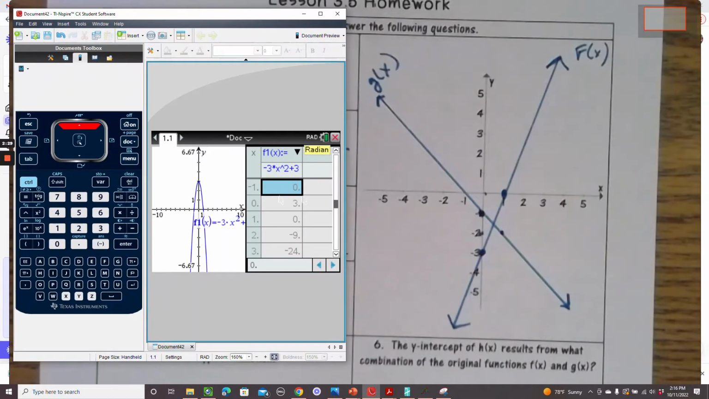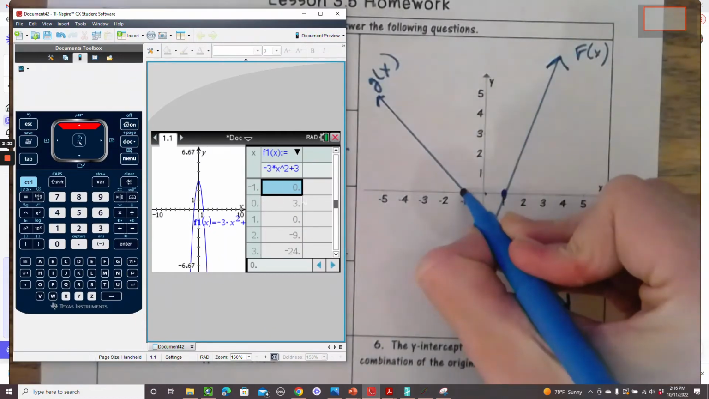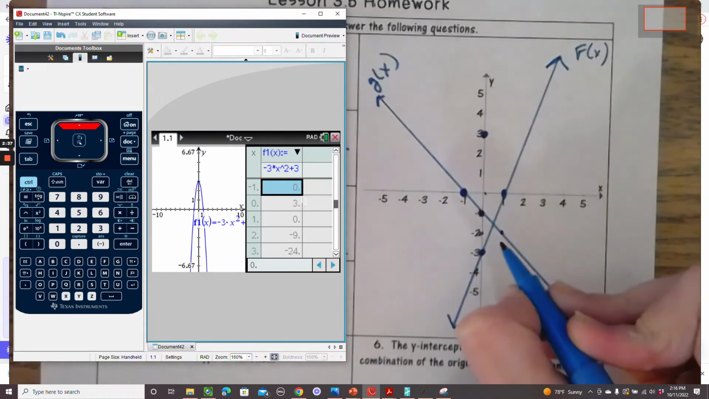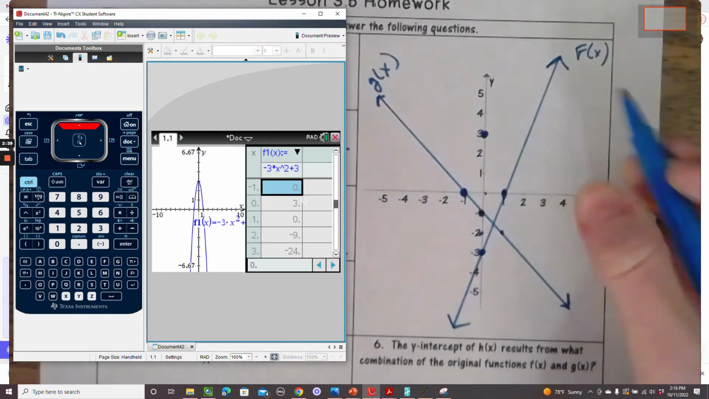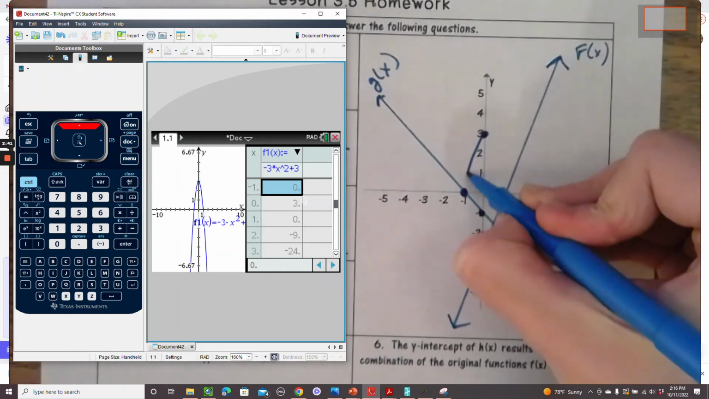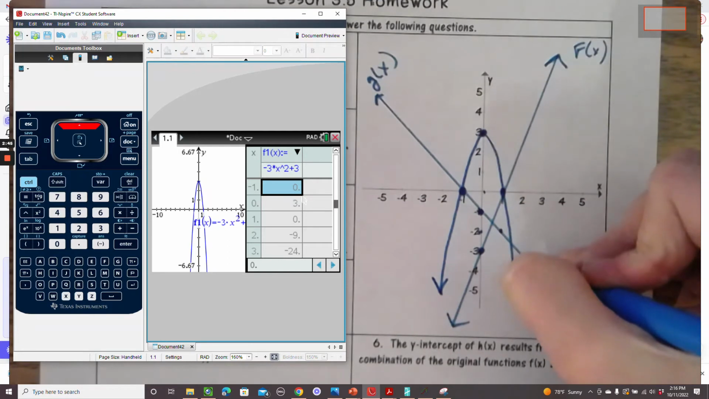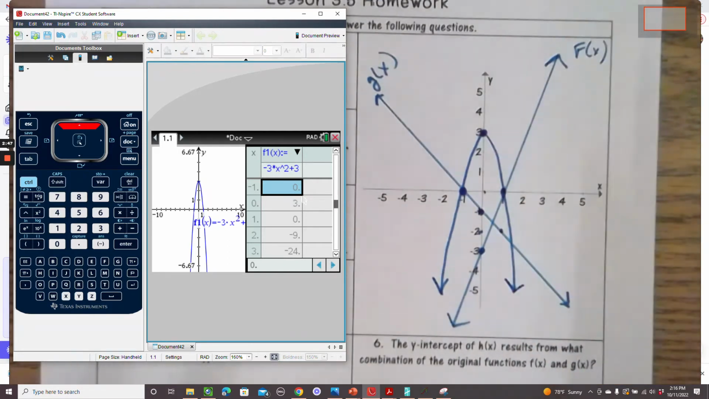So at negative 1, 0, there's a point. At 0, 3, there's a point. And then at 1, 0. And I draw quadratics from the vertex. I draw the left-hand side and then the right-hand side.